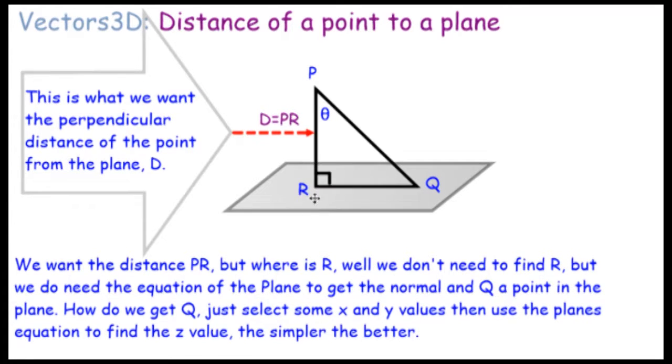R here is a point on the plane, but we don't actually need R. We don't really know where R is. But we do have to generate a point Q on the plane, Q over here. So we are going to have to generate a point on the plane. We'll do this in a minute, but basically you just try and select some nice values which satisfy the equation of the plane.